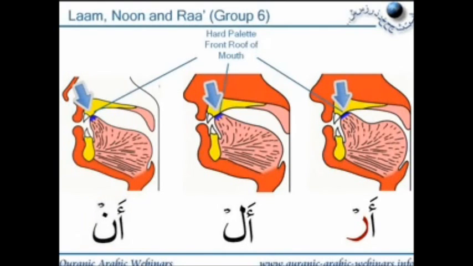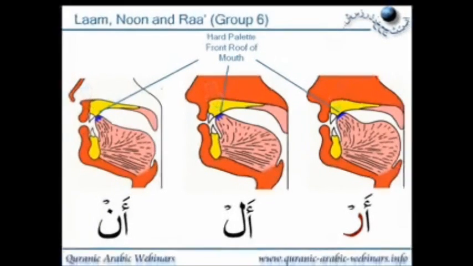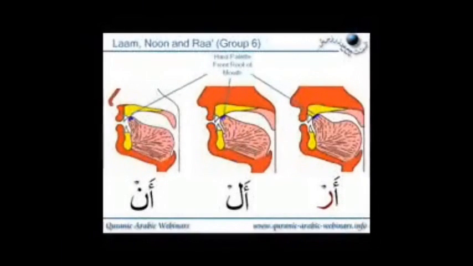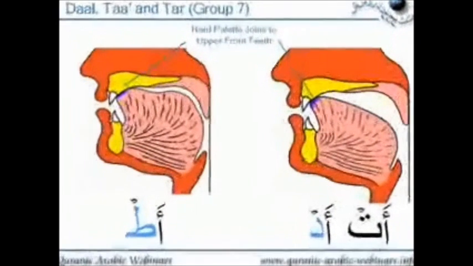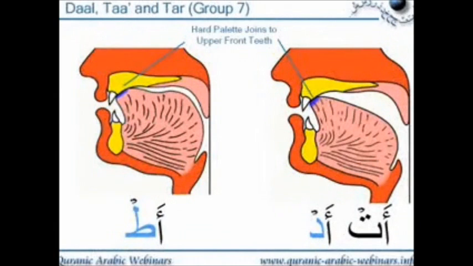So it's ar, al, an. Group 7 is where the tip of the tongue is touching where the gums meet the front upper teeth, and your tongue will be slightly going on to the teeth itself. And the 3 letters in this group is ta, dal and ta.